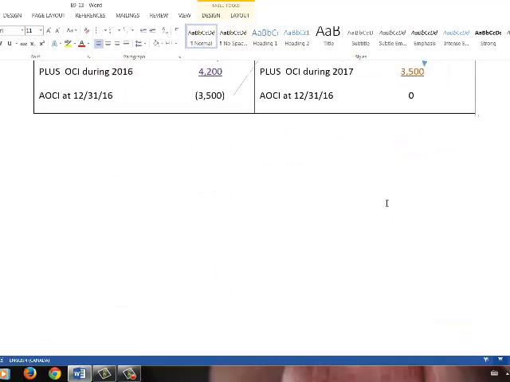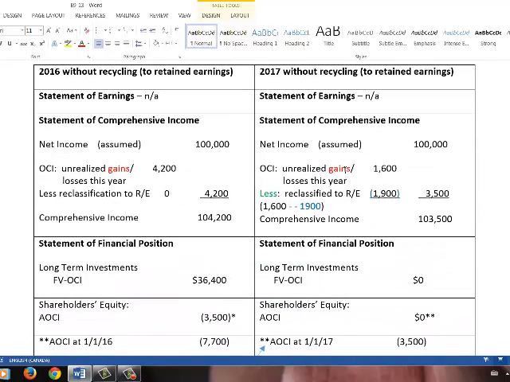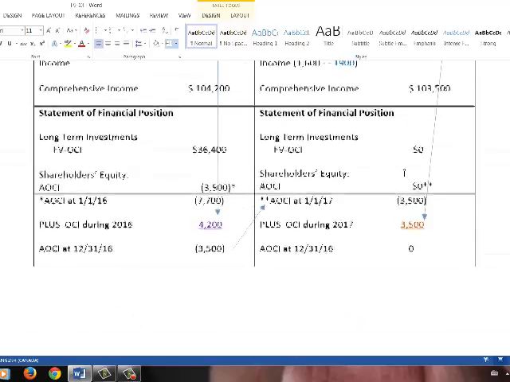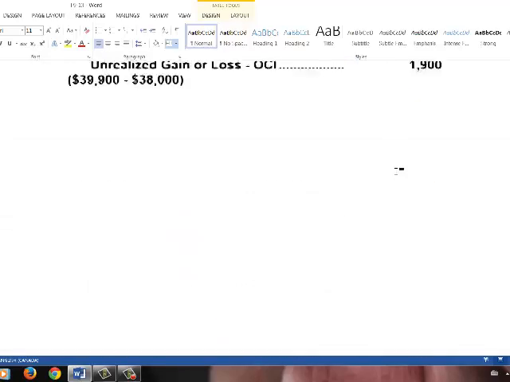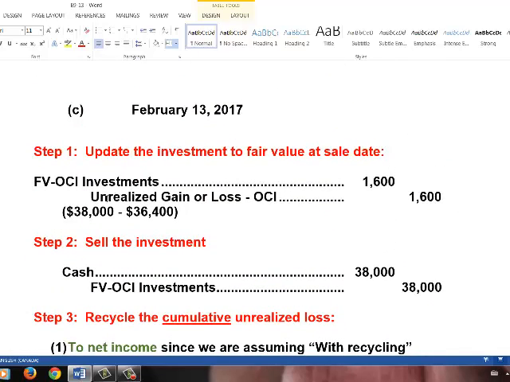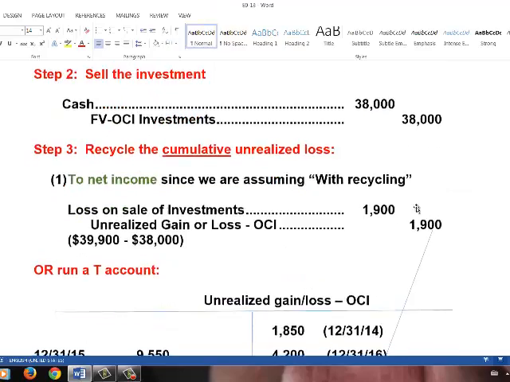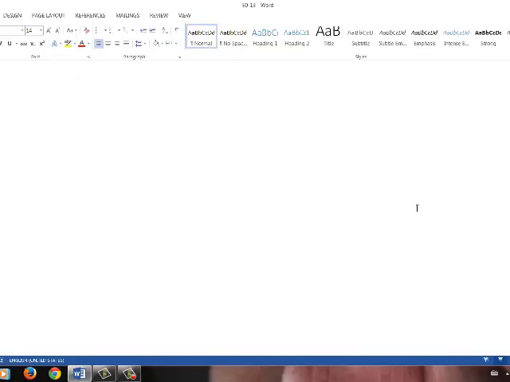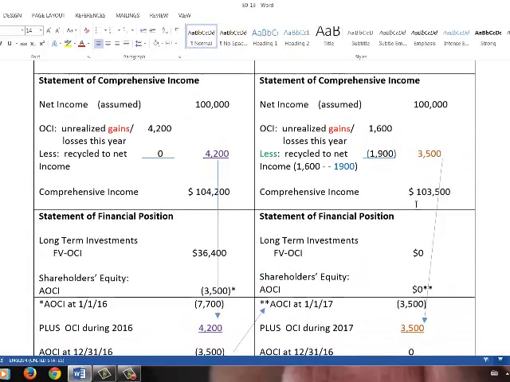Why? Because we still had an unrealized gain, holding gain during the year of $1,600, right? That was your step one, right? Let's go back up here just to make sure. Okay, you're following along. That was your step one. When you updated your fair value through OCI investment to the fair value at the date of sale, you booked a credit to the unrealized gain or loss account, which is a gain, okay, of $1,600.